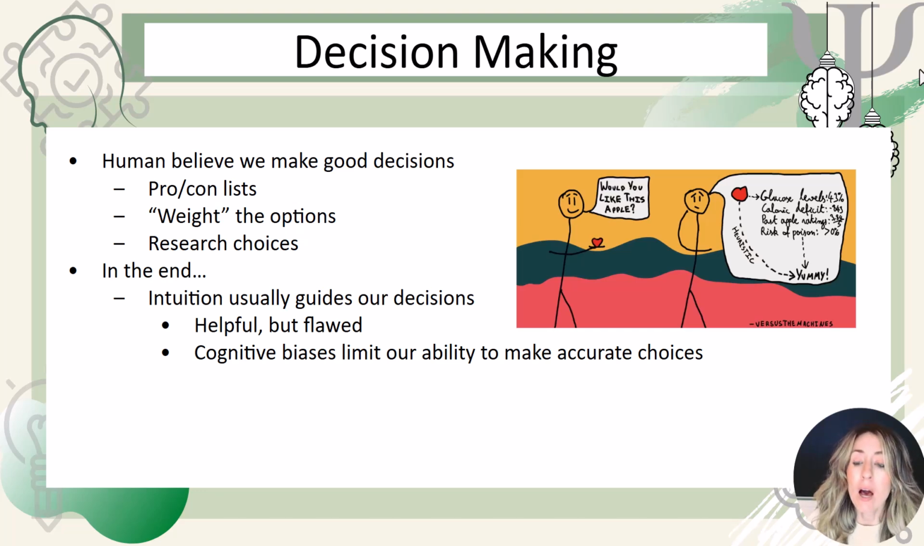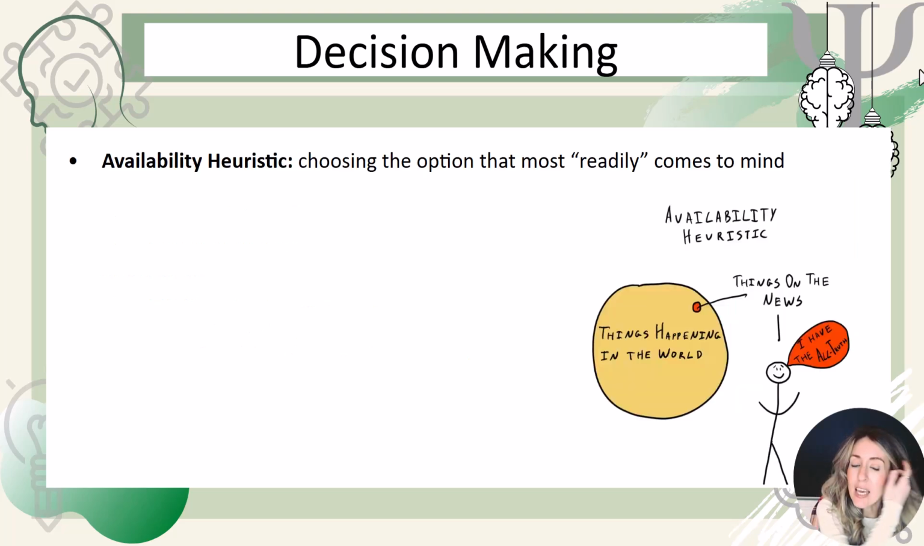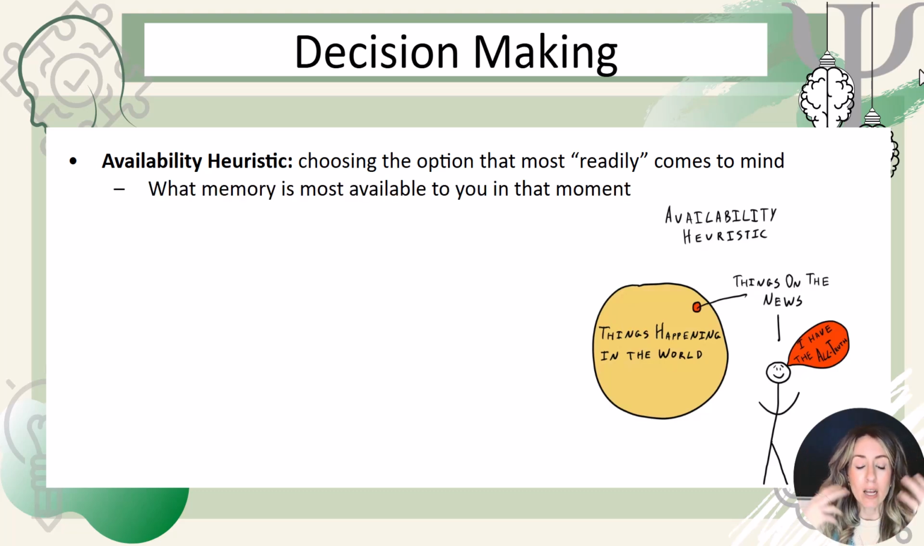So in this video, we're going to talk about some of the different issues that come up when we make these flawed decisions. So the first thing is the availability heuristic. The availability heuristic is the idea that when we make a choice, we tend to choose the option that most readily comes to mind. So what does this mean? This means that if somebody asks you to make a choice about something, instead of considering all the possibilities, you really just choose whatever example comes to your memory or comes to mind in that moment.